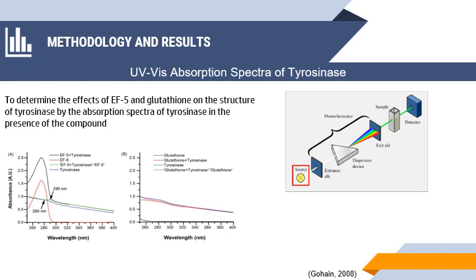And the UV-Vis absorption spectra of tyrosinase. The UV-Vis absorption is to determine the effects of EF-5 and glutathione on the structure of tyrosinase by the absorption spectra of tyrosinase in the presence of the compound. It can be seen like in the picture: from the source, then a dispersion device, and the light goes through the samples and is detected by a detector.